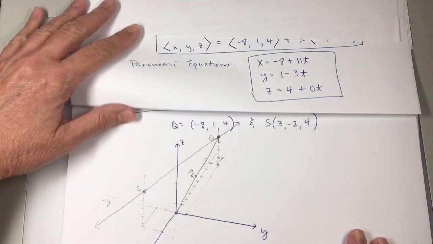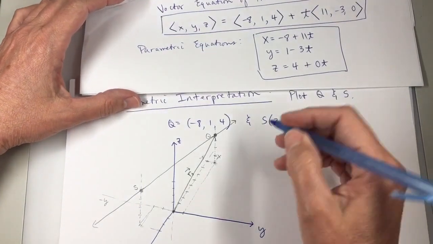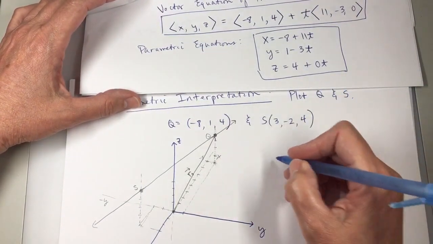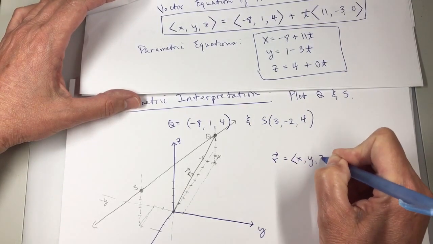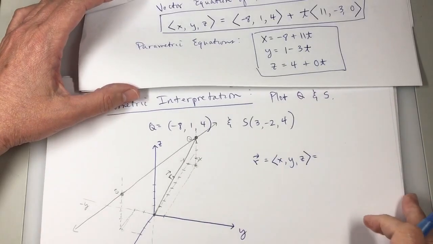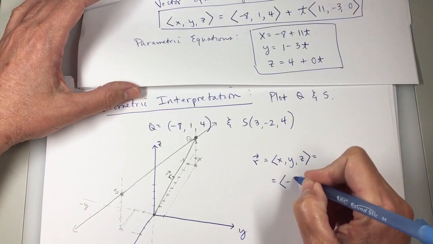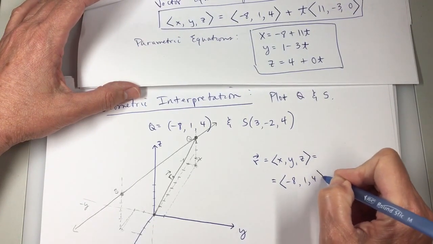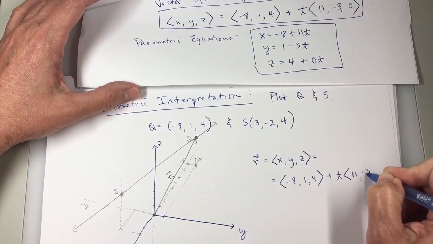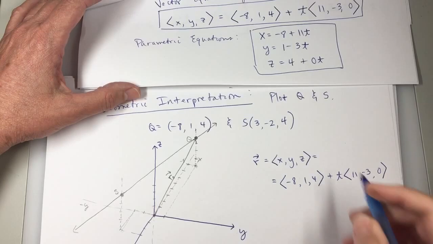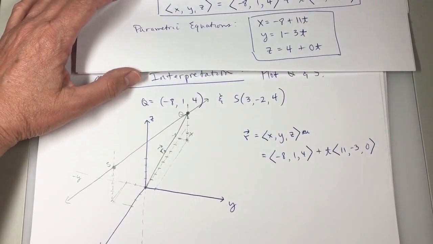For example, here's my vector equation that I'd gotten if I used that initial point to be Q. We did this. Vector R, which is x, y, z, equaled vector, I'll put it on the next line, -8, 1, 4 plus t times 11, -3, 0. I want you to pick a value for t. I want you to pick t equals 1.